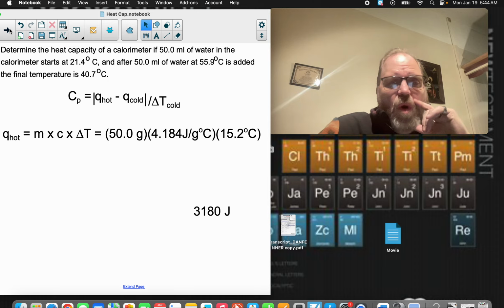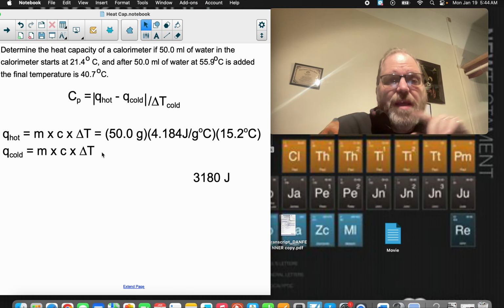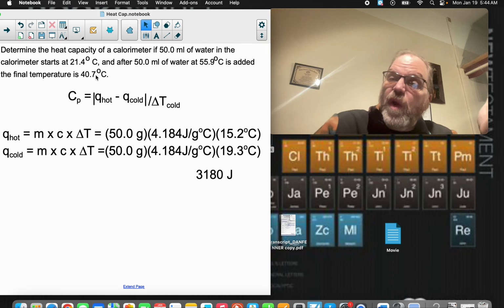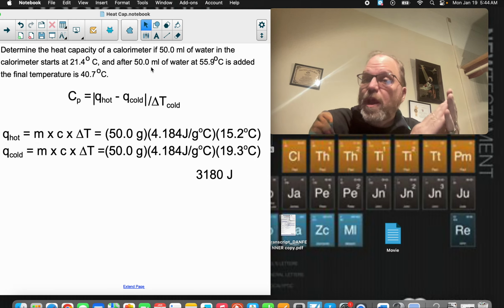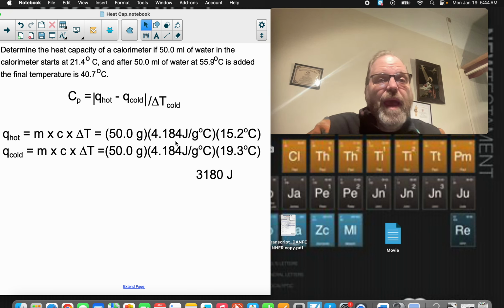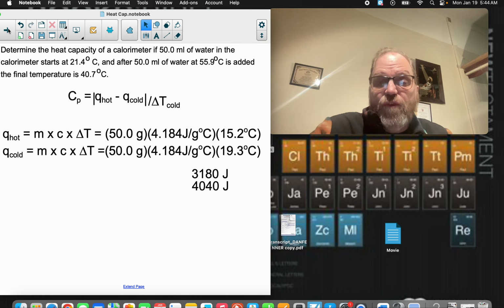All right, for the cold water, M times C times delta T. Again, the cold water is also 50.0 milliliters. So it's 50.0 grams because the density of water is 1 gram per milliliter. So if I have 50.0 milliliters, I have 50.0 grams. Now we take 55.9 minus 21.4, the difference is 19.3, multiply those through, and we get 4,040 joules.